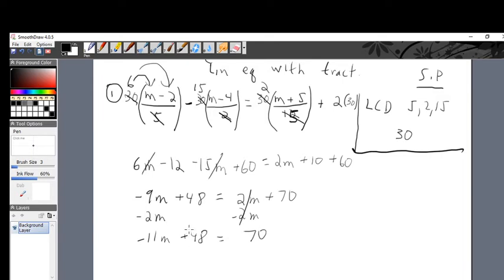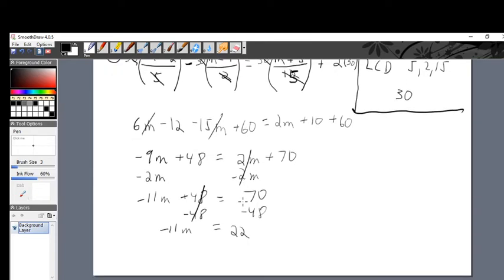We're getting there. Now let's work on this 48. Minus 48 on the left, minus 48 on the right. This is gone. I got negative 11m equals 70 minus 48 is 22, positive 22. Let's move the paper up, and we've got enough room to clearly show the answer without any problem here.